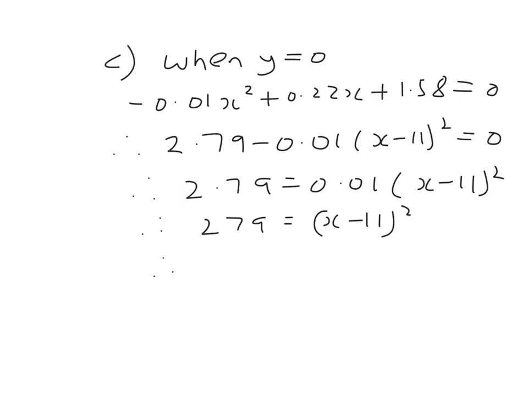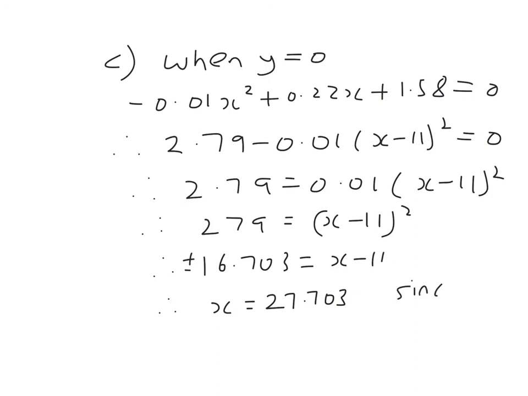So let's take the square root of 279, which is 16.703, equals x minus 11. That's obviously plus or minus. So therefore x is either 16.703 plus 11, or minus 16.703 plus 11, which is negative. So I'm going to say since x is positive.